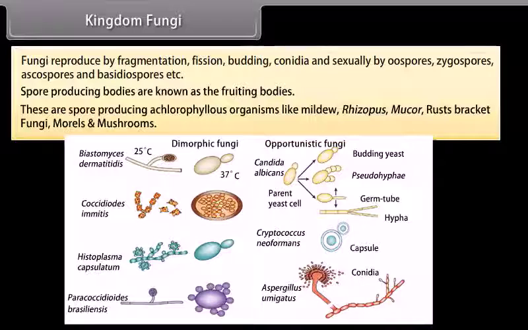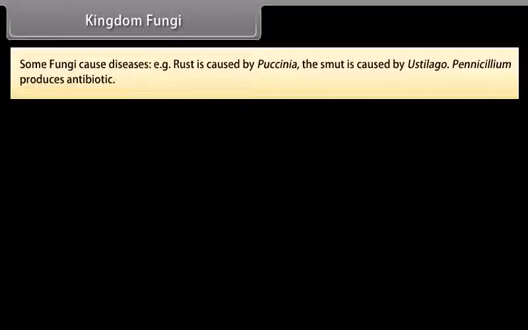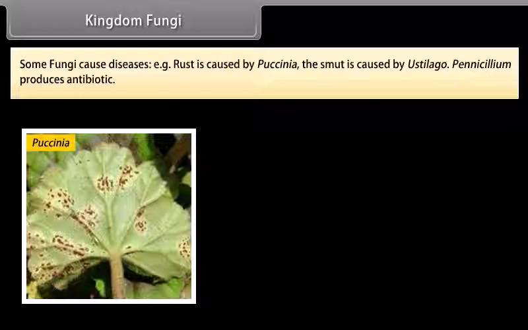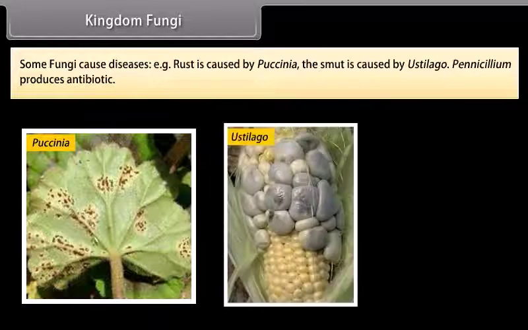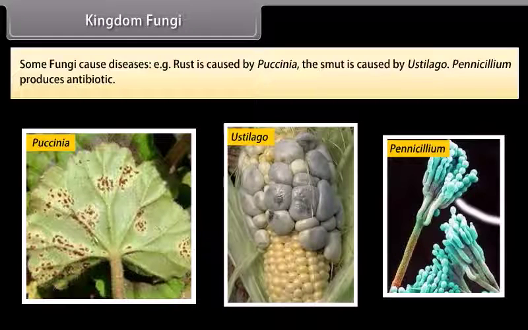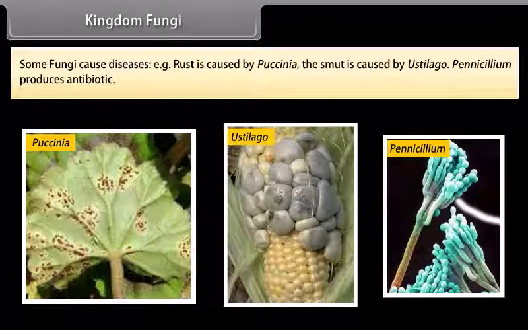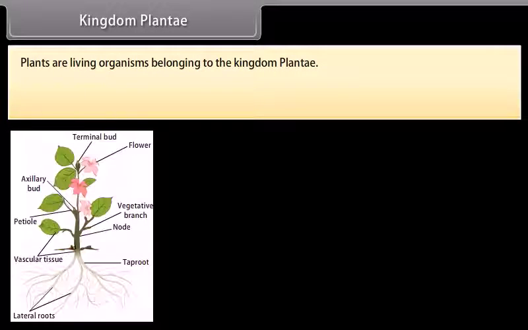These are spore-producing achlorophyllous organisms like mildew, Rhizopus, Mucor, rust fungi, morels, and mushrooms. Some fungi cause diseases. For example, rust is caused by Puccinia, and smut is caused by Ustilago. Penicillium produces antibiotics. Kingdom Plantae. Plants are living organisms belonging to the kingdom Plantae.